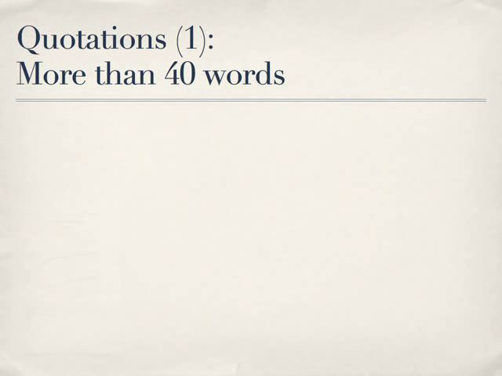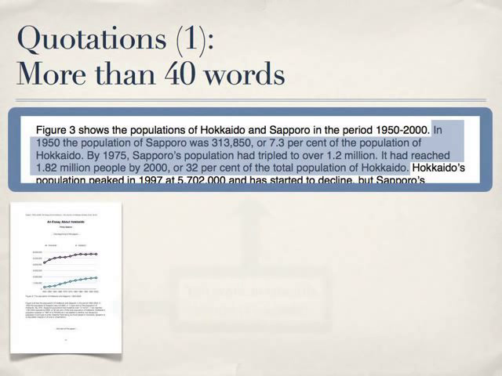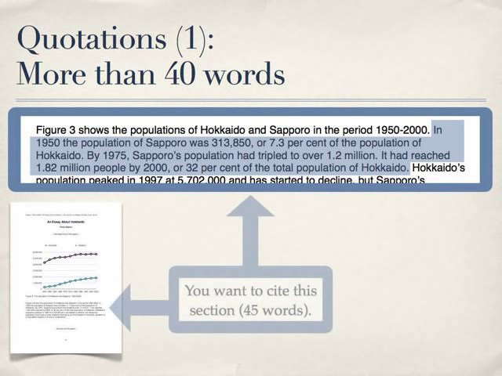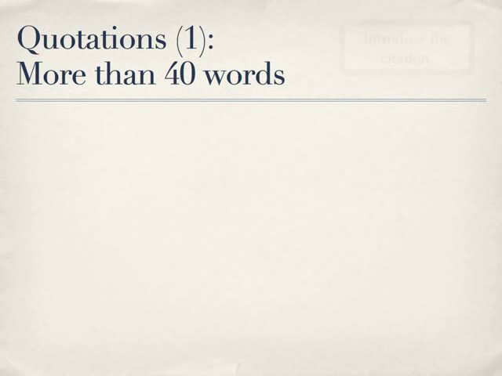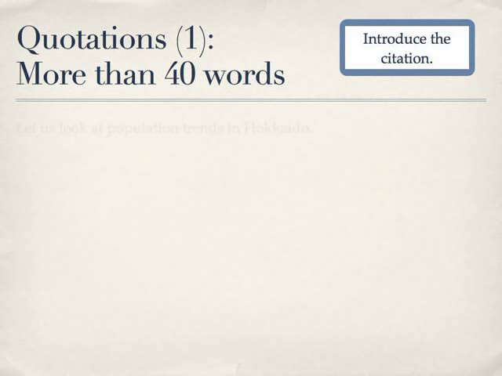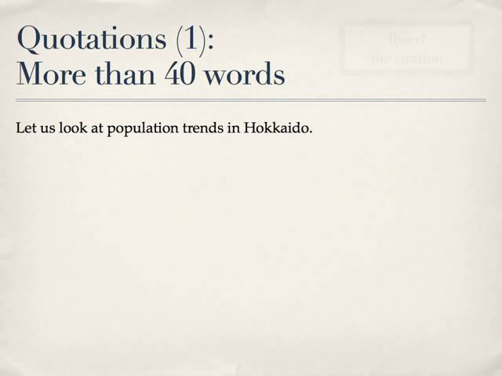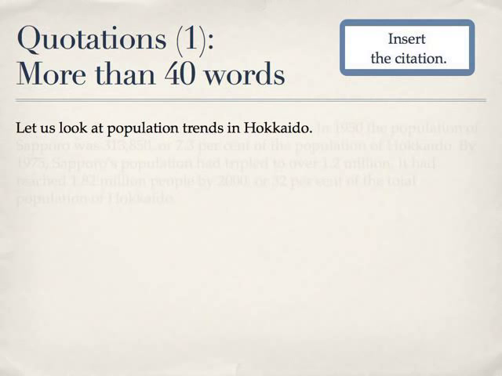For quotations of more than 40 words, find the section in the essay you want to cite from. Let's suppose you want to cite this section of 45 words. First, introduce the citation. Here is our introductory sentence. Let us look at population trends in Hokkaido. Then, insert the citation.